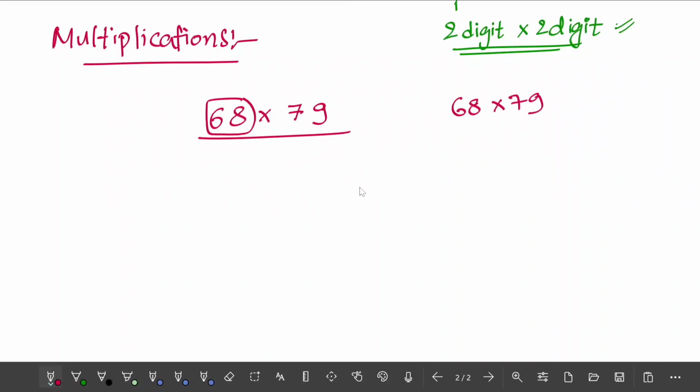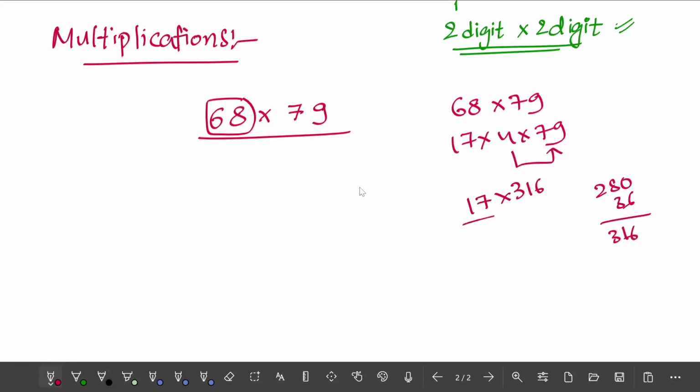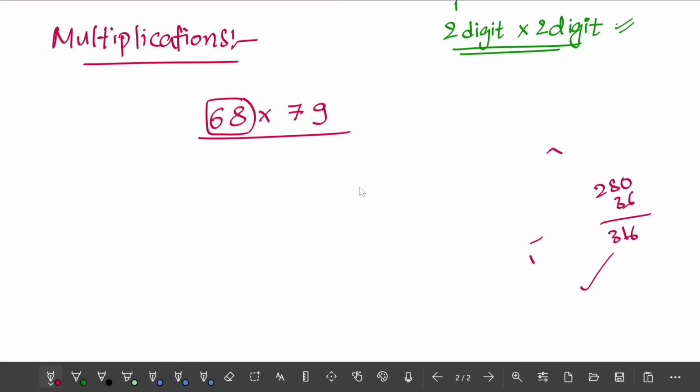68 into 79 can be written as 17 into 4 into 79. So if I multiply 4 into 79, it's 280 plus 4 9s 36, 316. Now I multiply this 316 with 17. 17 3s 51. 17 1s, 17. 17 6s, it's 102. Game over. If I had to do the same problem, I would do it like this. And for the sake of your understanding, I will explain the previous method again.